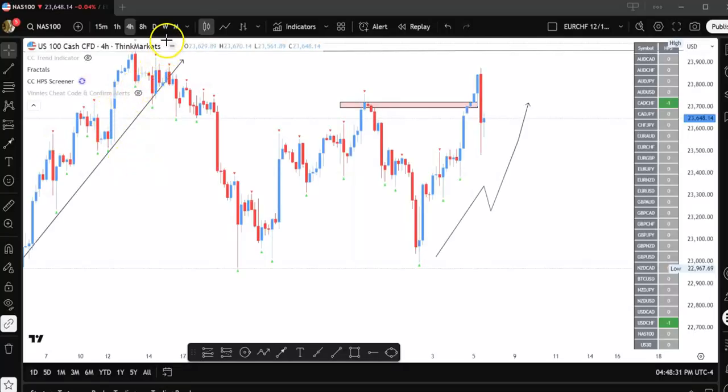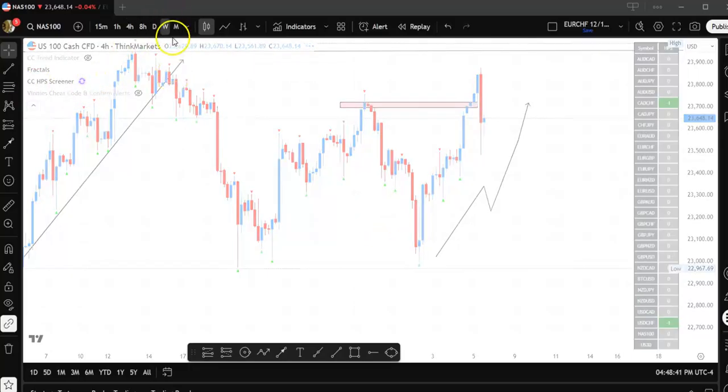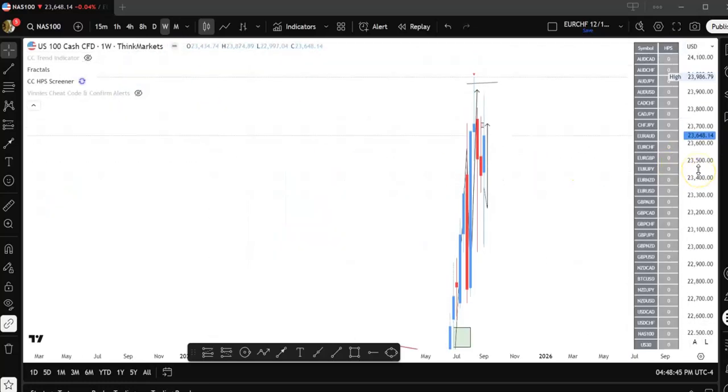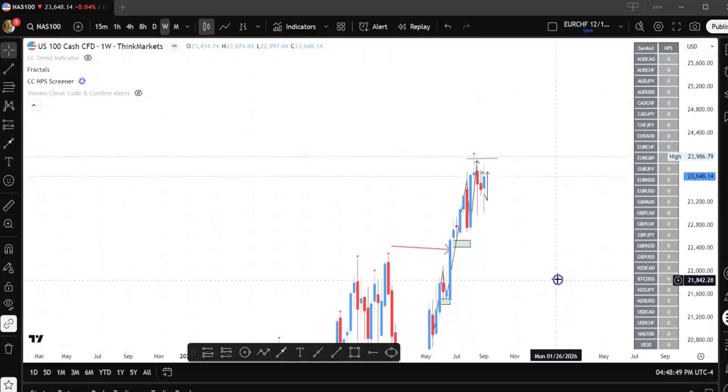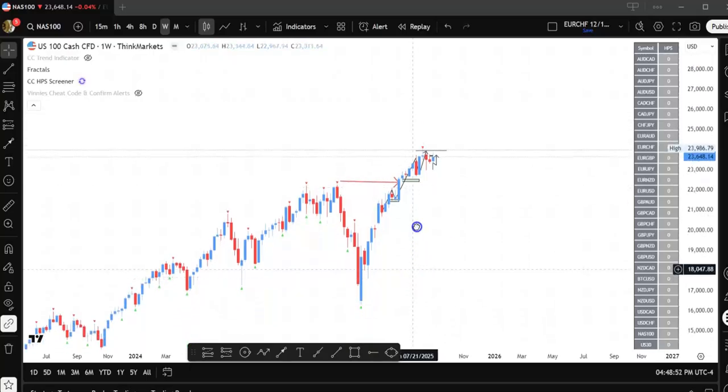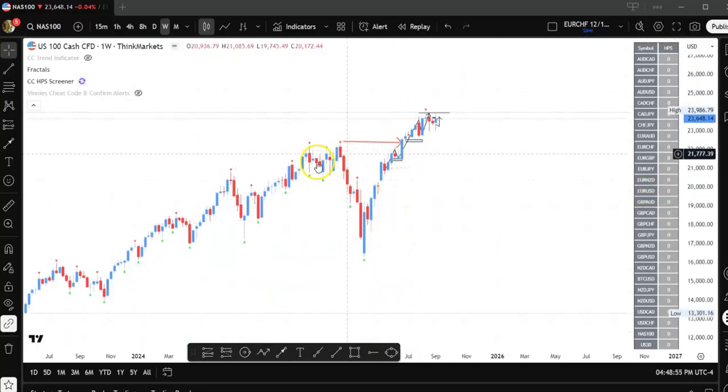From there, I am in my TradingView account. I am in the weekly. Always want to make sure that we are mindful of what's happening on the higher time frame. On the weekly, we are showing very strong bullish structure. Okay, we are also seeing a break of structure, breaking above this higher high here.